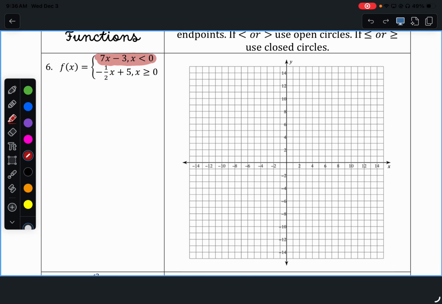Okay. Now, we have to look at the second equation. So we have 4x plus 8 when x is greater than or equal to -2. What is our y-intercept for that one? 8. What is our slope? Up 4 to the right 1. I'm even going to put some going the other way. Down 4, left 1. Draw my line.